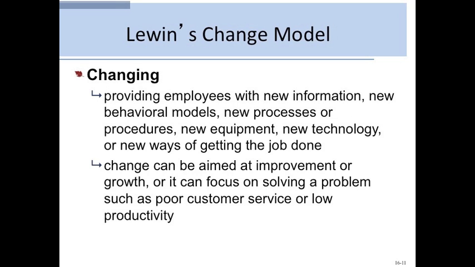Lewin then argues once the organization is unfrozen, once people start accepting that the old way wasn't working, we can now start effecting the change. And in effecting the change, what we do is we provide employees with new information, new models, new processes, new equipment, new technology. You cannot just simply tell people the old way of doing things is bad without giving them some type of information, some type of vision, some type of approach that is going to lead to future success. If you are discarding the old, you have to replace it with the new. And that's what change is about.